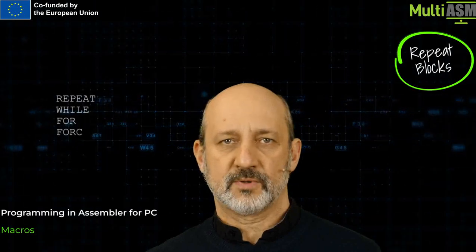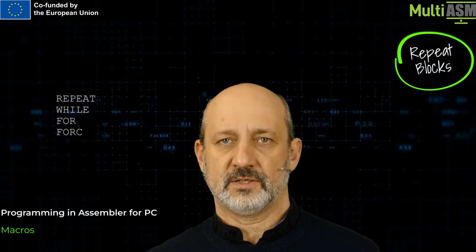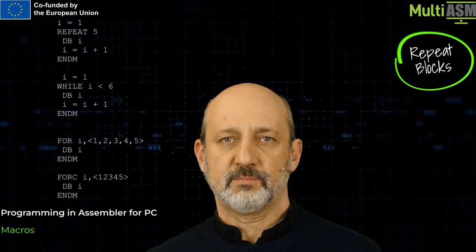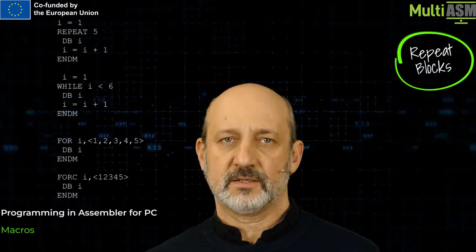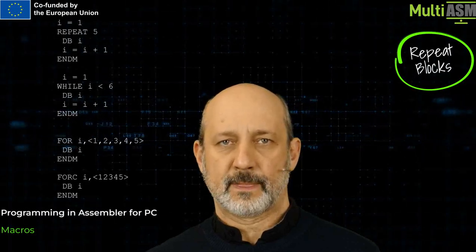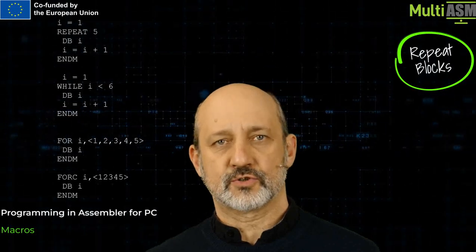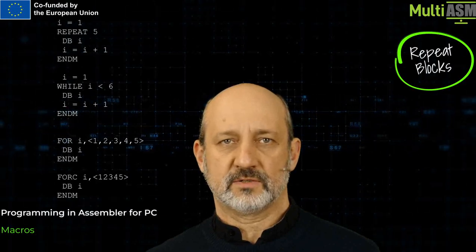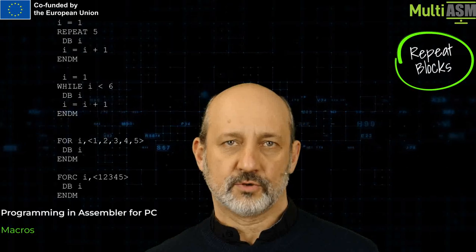We will show examples of those constructions which perform the same functionality, define 5 bytes of values from 1 to 5. The repeat block is expanded the number of times specified in the constant expression. The while block is expanded as long as the condition is true. The condition can be any expression that evaluates to 0, assumed as false, or non-zero, being true.